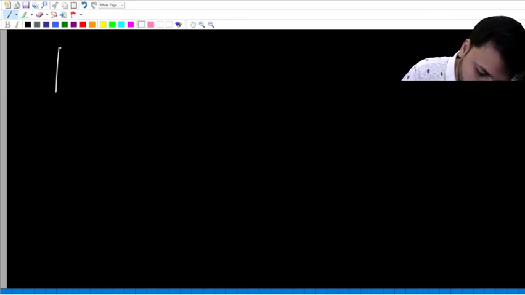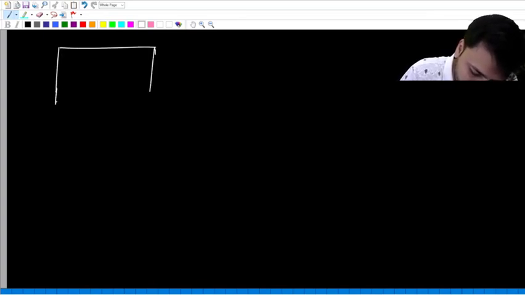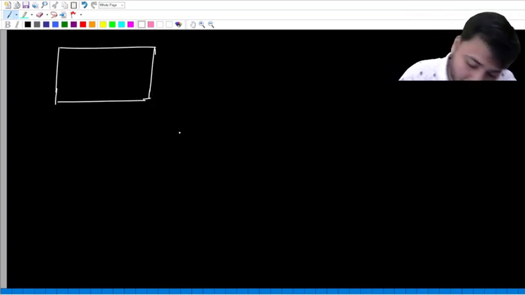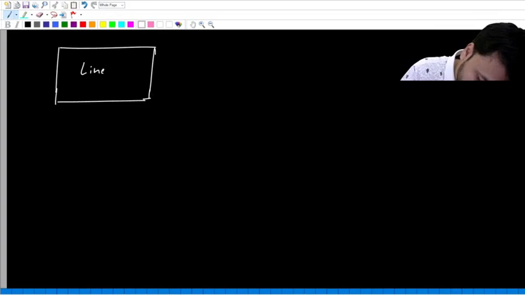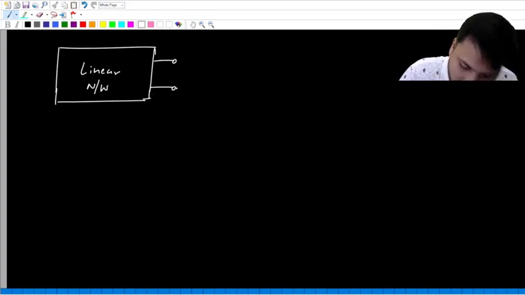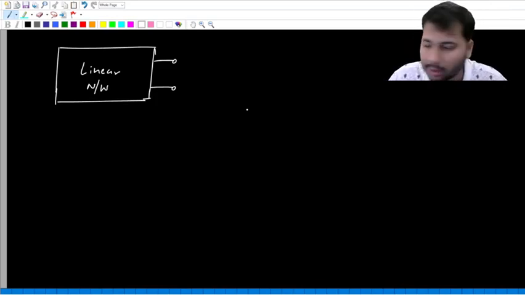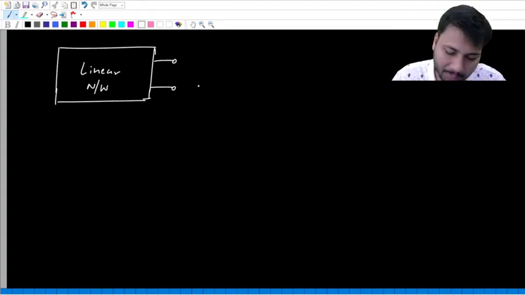So I need to make one more very important point. Listen to this carefully. So this is a linear network, and this has got two terminals which will obviously form a port. So on the whole we have a linear one port network.